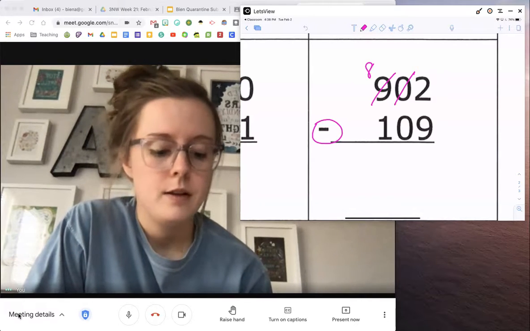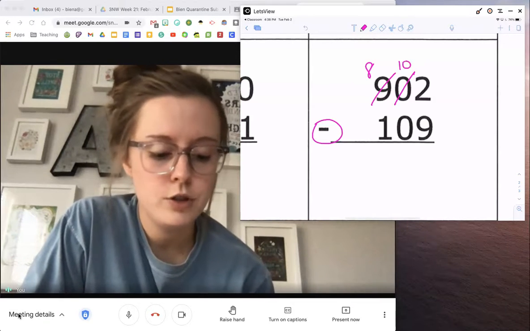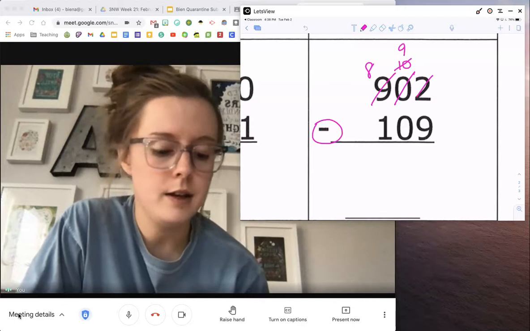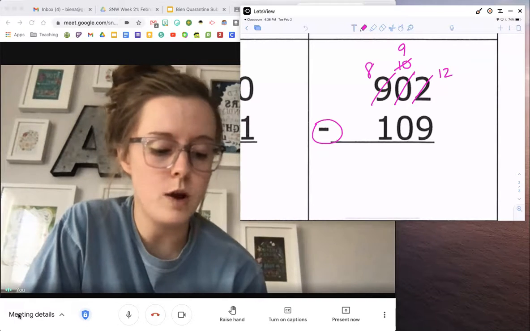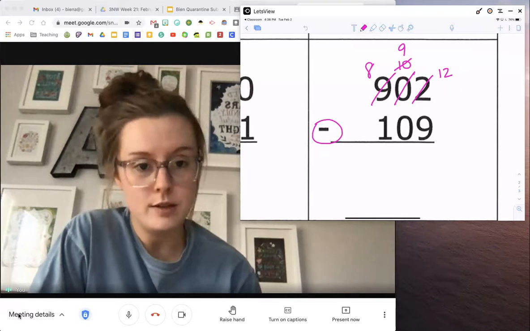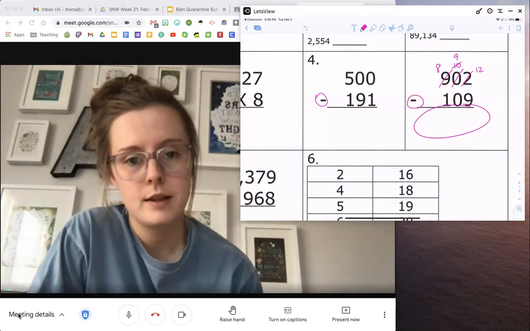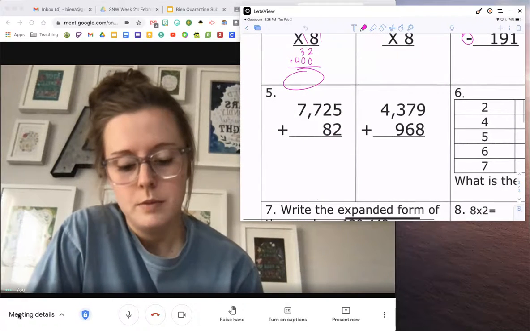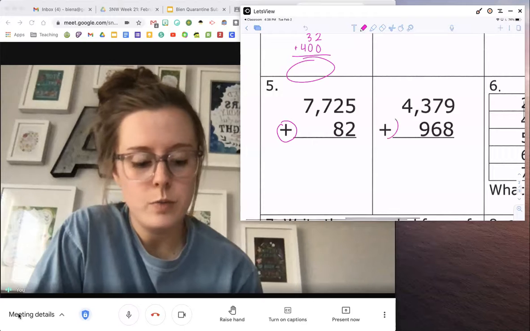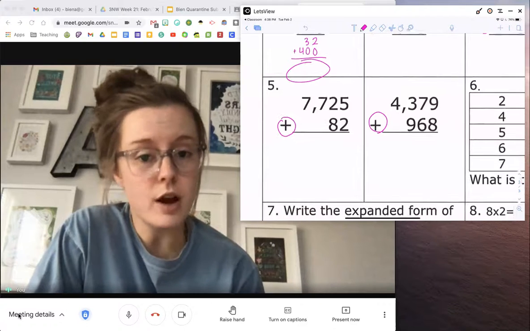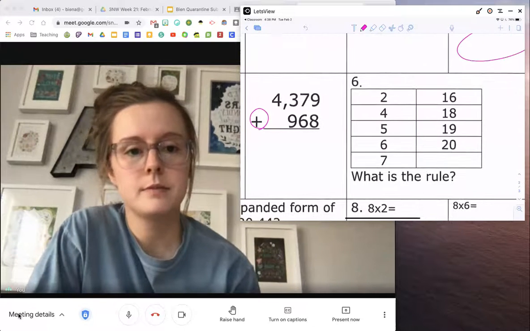Okay, make your 0 into a 10, just kidding, 9, and give that 10 to your 2 and make it a 12. Now you can subtract. Okay? Make sure you are adding and regrouping on these. Double check yourself. It's easy to make mistakes.